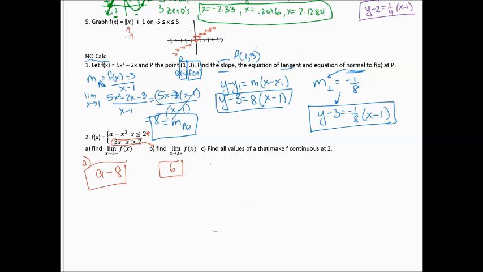For part C, it says, find all values of a that make f continuous at 2. Well, for something to be continuous, remember, we have to trace it without picking up our pencils, so we cannot have a discontinuity. So these two values must equal each other at 2. So in other words, a minus x cubed must equal this 3x at x equals 2. Well, let's plug in x equals 2, and I'll get a minus 8 equals 6. a is going to be 6 plus the 8, which is 14. That is what a has to be for this function to be continuous there.